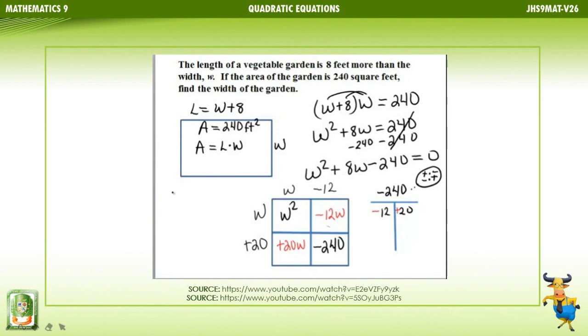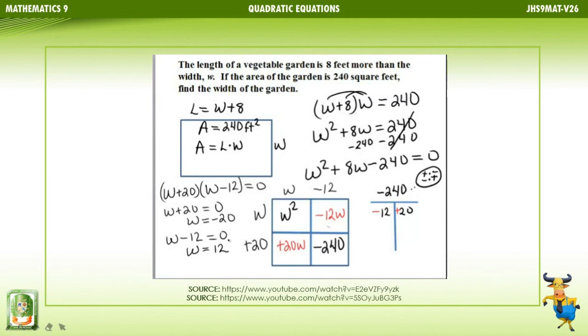So our new equation looks like this: w plus 20 times w minus 12 equals 0. So using the zero factor property, we will set w plus 20 equal to 0 and w minus 12 equal to 0. In the first case, we obtain w equals negative 20, and in the second case, we obtain w equals 12.